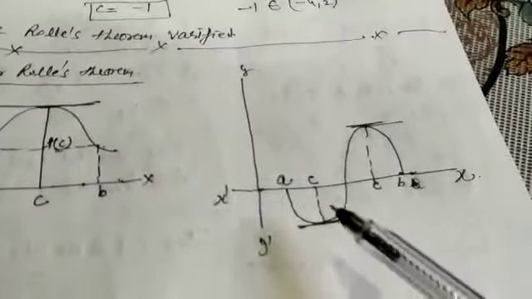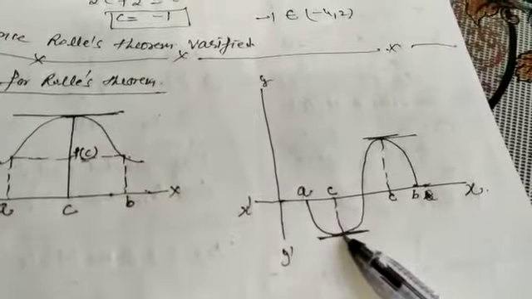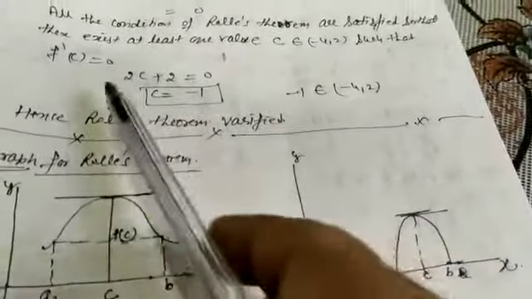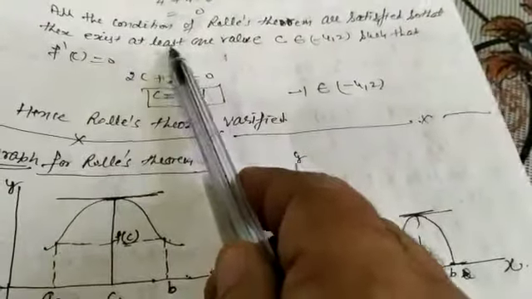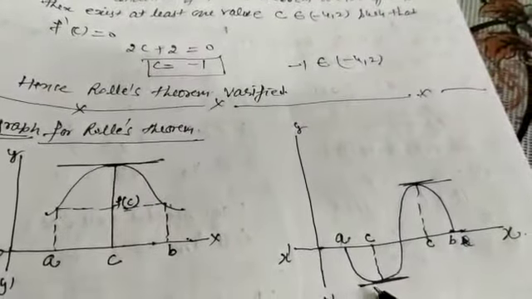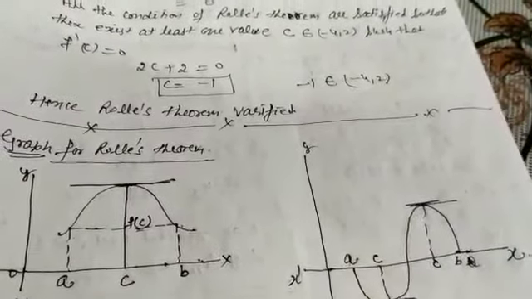Similarly, one more graph is given to you in the form of a curve. In this, if you observe, point c lies here and also point c lies here. Due to that, we use the words at least one. In this case you get minimum 1 value, in this case you get minimum 2 values. So we say at least 1 value.